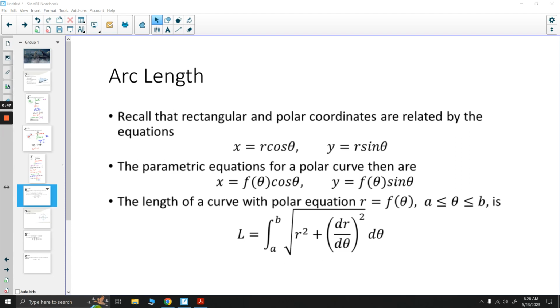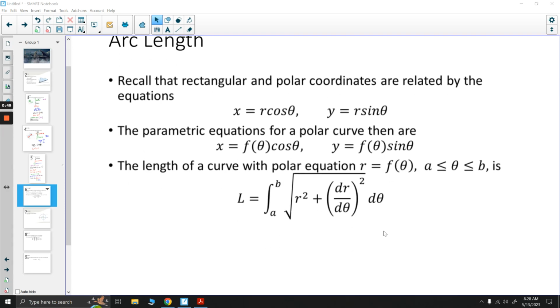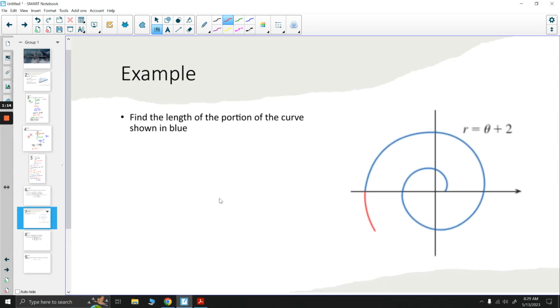If you want to check it out, obviously there are tons of things on that, I'm sure. The book probably talks about it as well, but I'm not going to waste time with it. I'm going to just focus on using it. So here is our arc length. Our length is the integral from a to b of the square root of r squared plus r prime squared. Well, in this case it's dr d theta squared, but anyway, so we will go ahead and try out something with this. Okay, so find the length of the portion of the curve shown in blue.